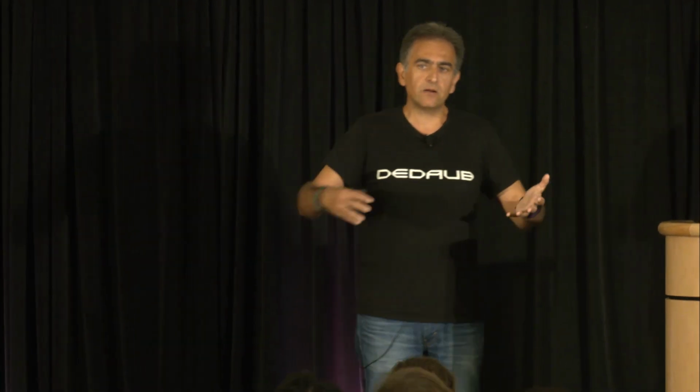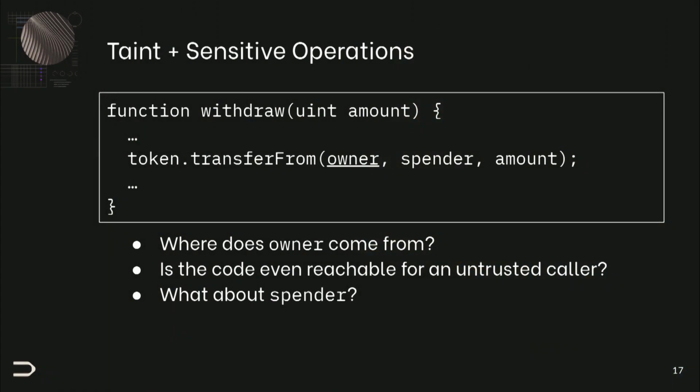And we can start from very, very simple examples. For instance, if you've seen smart contract code on Ethereum or EVM-compatible networks, you probably know the transferFrom function in ERC20 tokens. That's obviously a sensitive function. So, clear application of tainting. Can an attacker control owner? Where does owner come from? But not just owner, also spender, also amount. Are these values tainted? That's a very simple analysis question.